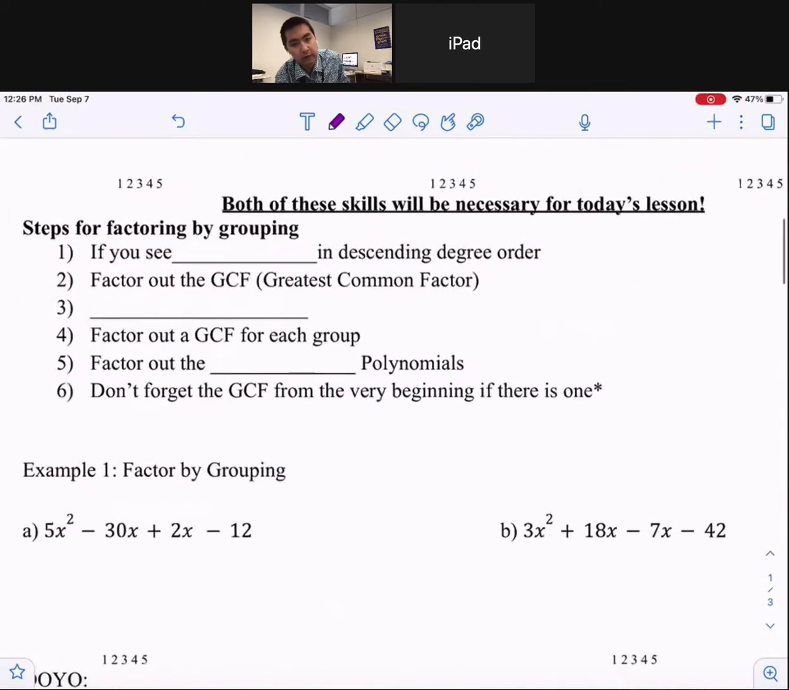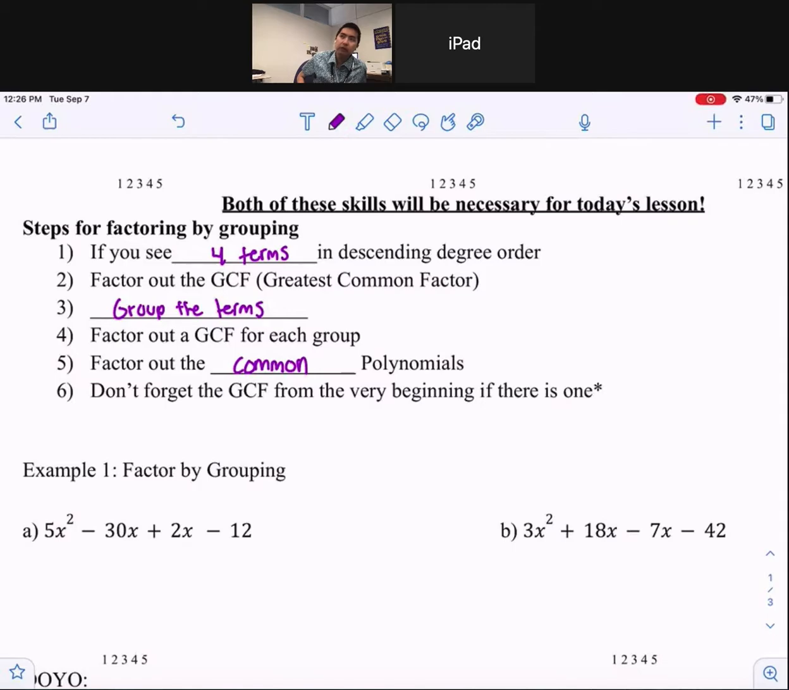And let's write down our steps for grouping. Both of these are necessary for today's lesson. If you see 4 terms in descending order, you could possibly factor by grouping. Factor out the GCF. Step 3, group the terms. 4, factor out a GCF for each group. 5, factor out the common polynomial or polynomials. And then 6, don't forget the GCF from the very beginning if there is one.